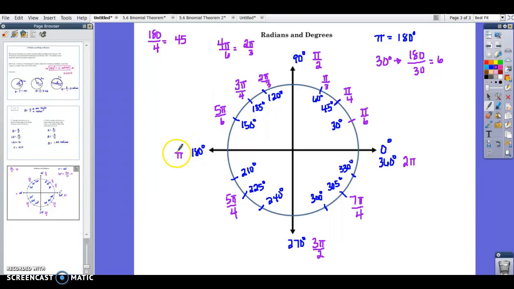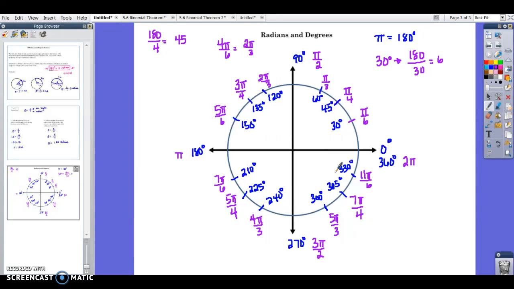Right here at 180 degrees, we're at 6 pi over 6, which reduces to pi. Then we're at 7 pi over 6. Then we're at 8 pi over 6, which reduces to 4 pi over 3. Here's 9 pi over 6, which reduces to 3 pi over 2. 10 pi over 6 reduces to 5 pi over 3. Then 11 pi over 6. And then 12 pi over 6. So these are the major values that you'll be working with most often, or some multiple of them.